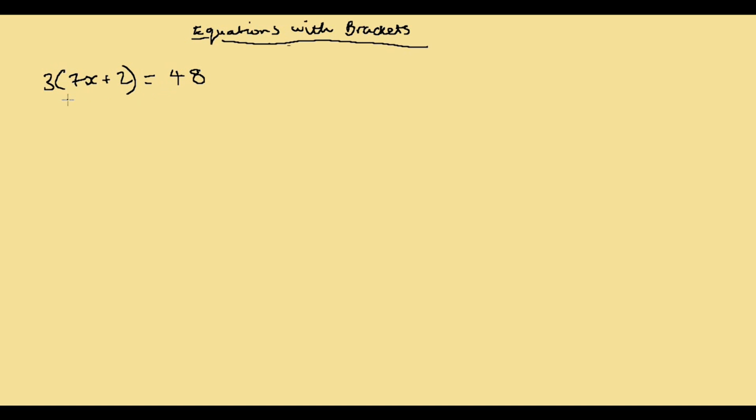Well, some people might choose to solve it using trial and improvement and say, well, if x was 1, would that work? 7 times 1 plus 2, times by 3, does it equal 48? And try and improve on that. But that is actually time consuming. It takes quite a bit of time, especially when the value of x is not an easy number. It might be 1.2, it might be 3.5, or something, a decimal number, or a fraction, or whatever.